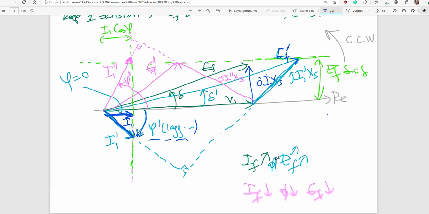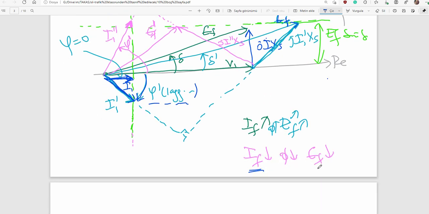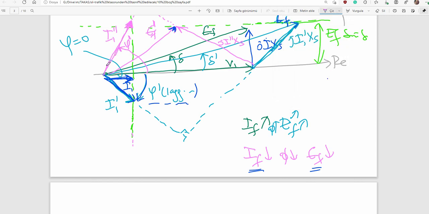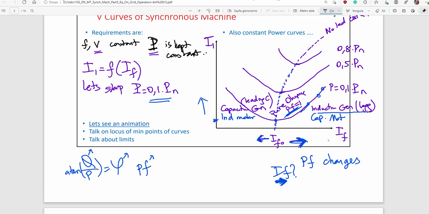Or if you apply under excitation, EF will decrease, and as a result the magnitude of the current again will increase, but in capacitive mode. The phi double prime is leading. Phi double prime is positive, and it has a leading property. Leading. And here you see under excitation the current again will increase.